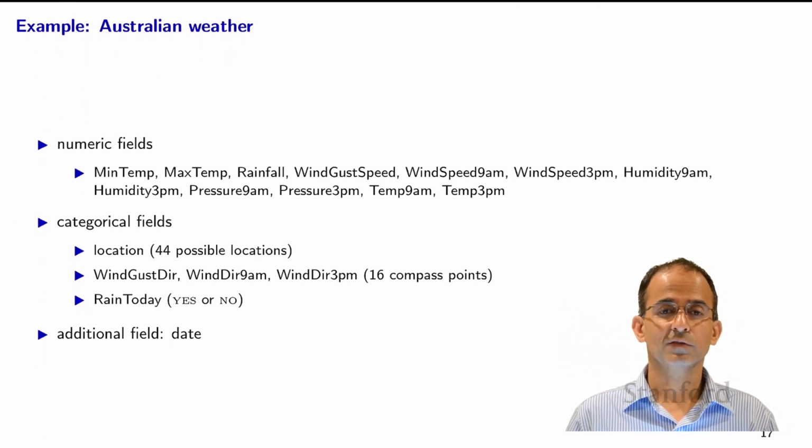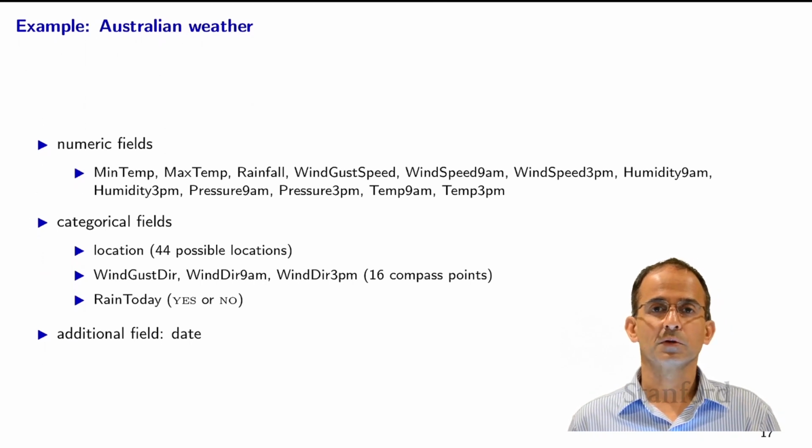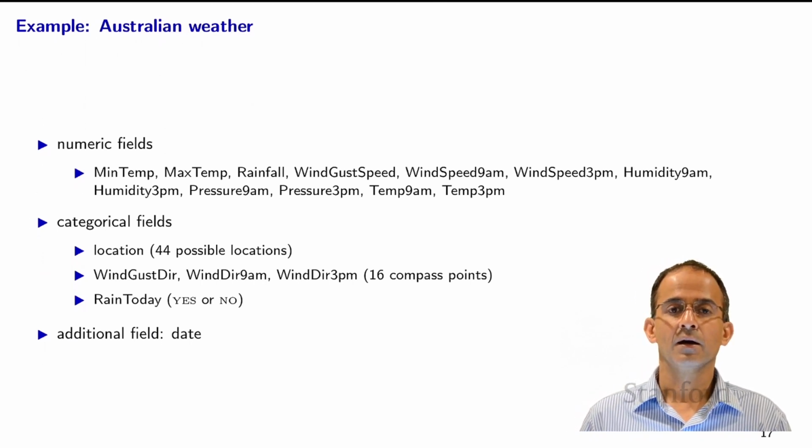We also have categorical fields. We have the location. As I said, there are 44 possible locations. Each of the wind speeds has an associated wind direction, and those are the 16 compass points, things like east, southeast, and we also have a field which is whether or not it rained today at that location, which is either yes or no. And then there's one more final field in the data, and that is the date on which the record was taken.